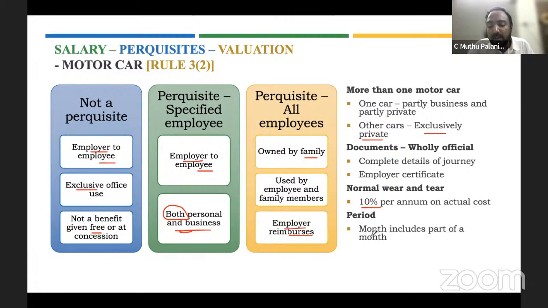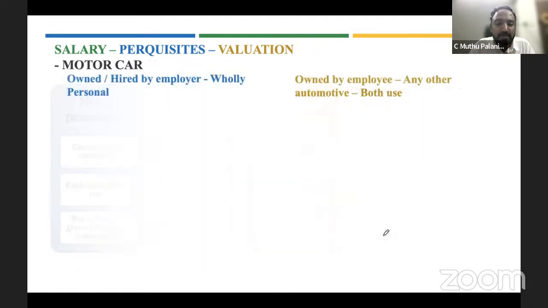And what about the period? A month includes part of a month. So this is one of the important things. For example, someone gives me a car on 29th September. How many days will I be using it in September? 2 days, but it's still 1 month. So even 1 or 2 days in a month will still be called a month. That is what this period is all about.